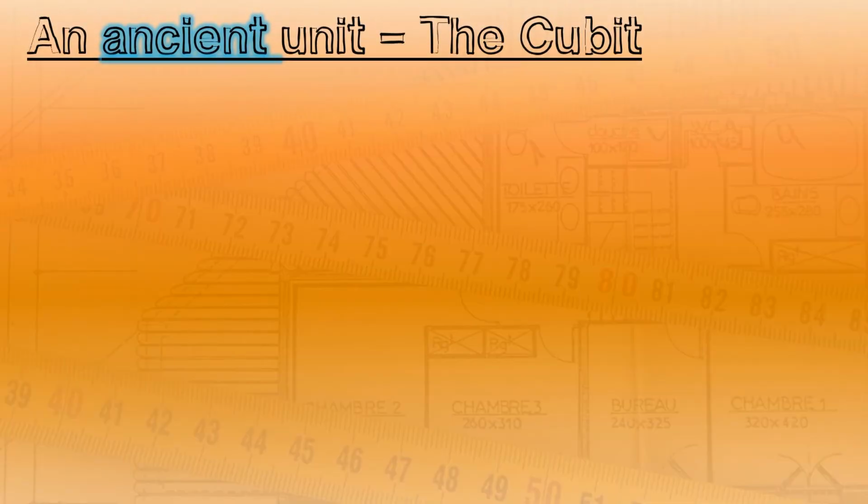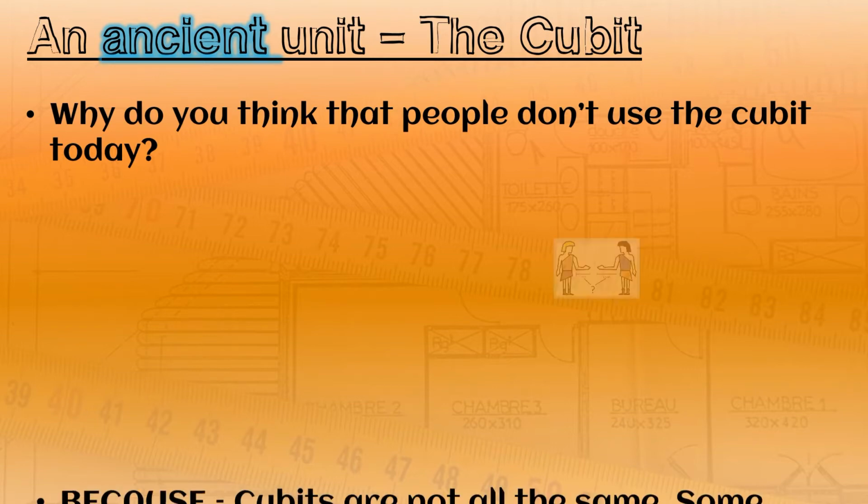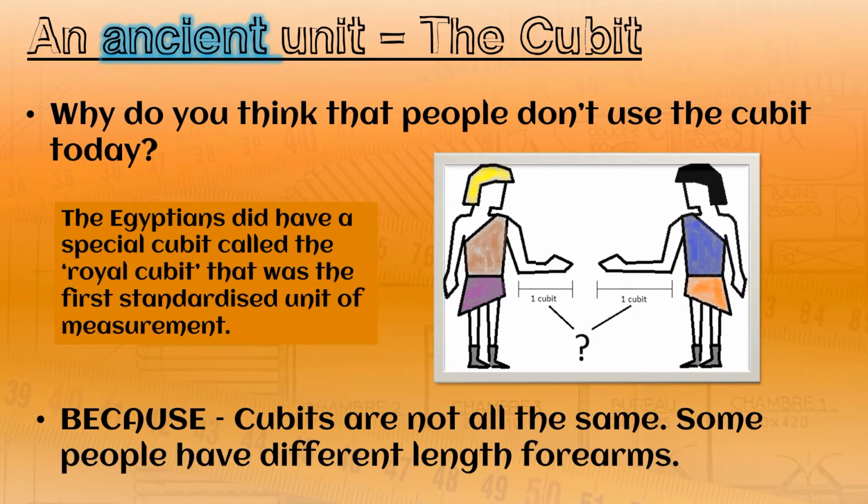So, like I say, the cubit was an ancient unit. Why do you think that people don't use the cubit today? Pause if you want to think about it, but the reason we don't use the cubit today is because cubits are not all the same. Some people have short forearms and some people have long forearms, and that changes the unit. Actually, the Egyptians did have a unit called the royal cubit. That was the very first standardized unit of measurement, but overall we have better units today than the cubit.